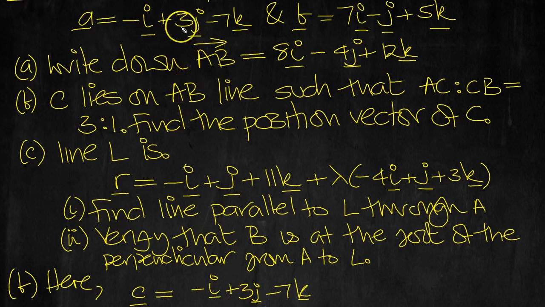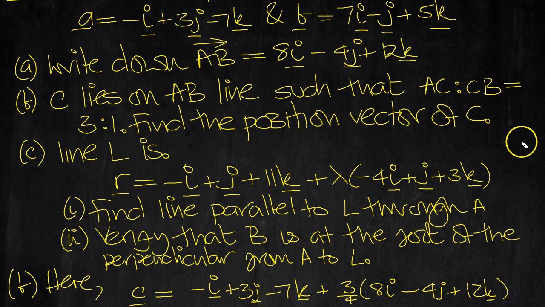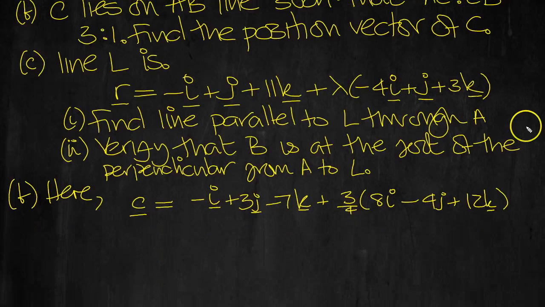So there's A. And then we go to A, and then AC to CB is in the proportion of 3 to 1. So that's 3/4 of the way along AB, isn't it? So it's plus 3/4 of the vector AB, because it's 3/4 of the way along. 8i minus 4j plus 12k. So 3/4 was because it was 3 parts of the whole thing, which is 4, so 3/4 of the way along.